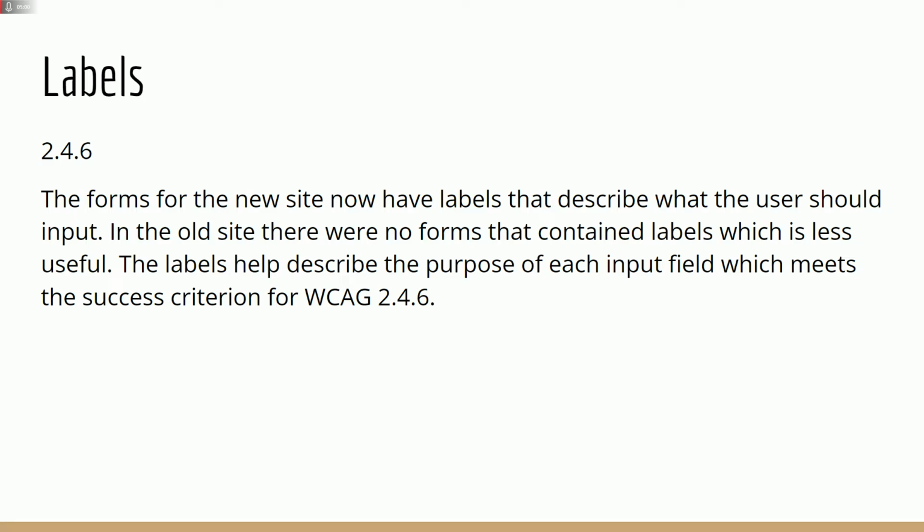We also added labels. So for the forms on the new site, they now have labels that describe what the user should input. In the old site, there weren't forms that contained labels, which is not as helpful. And the labels help describe the purpose of each input field, which is the criterion for WCAG 2.4.6. And if you look on the right, we can see under check availability, there are labels for the month, the day, and the year, and same for the checkout, and then for adults and kids, that kind of thing. That's just to add to accessibility for input fields.